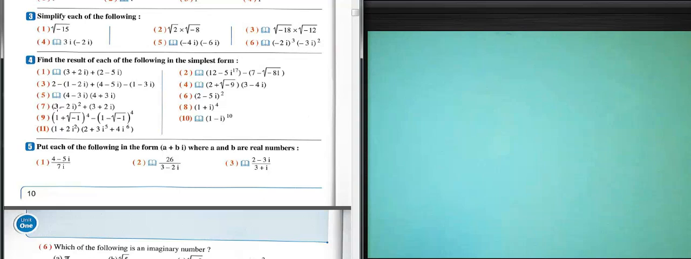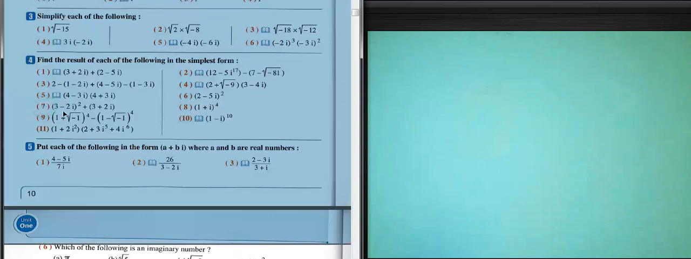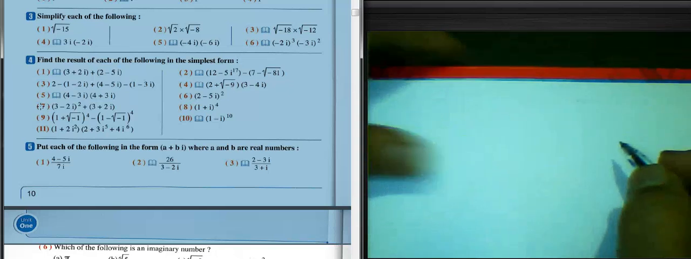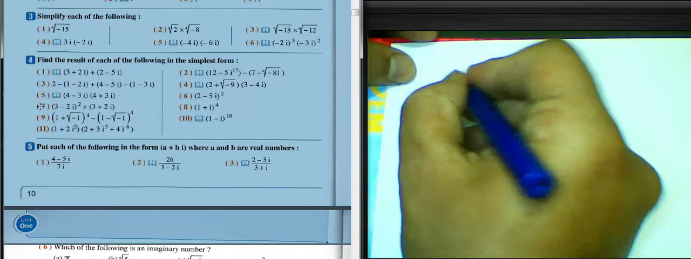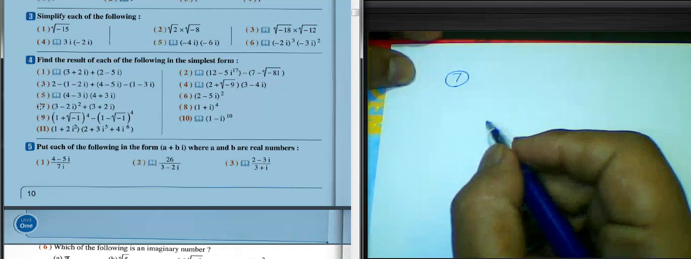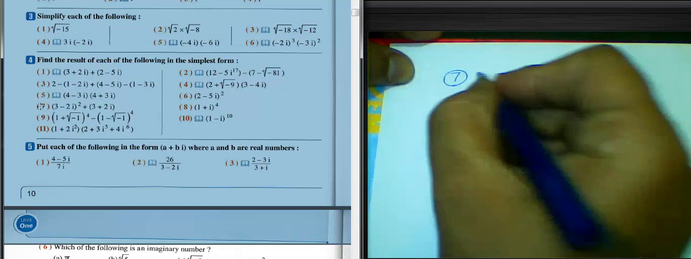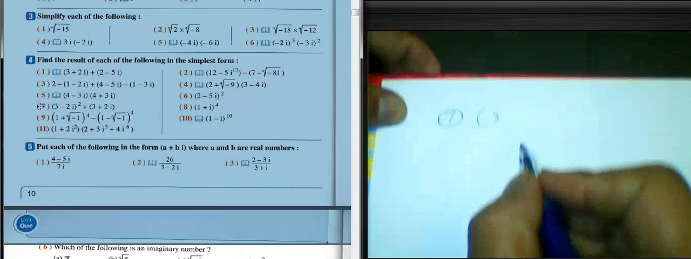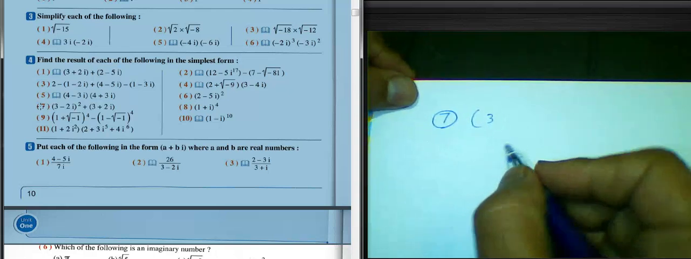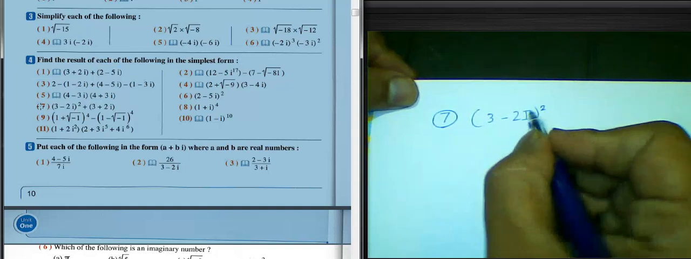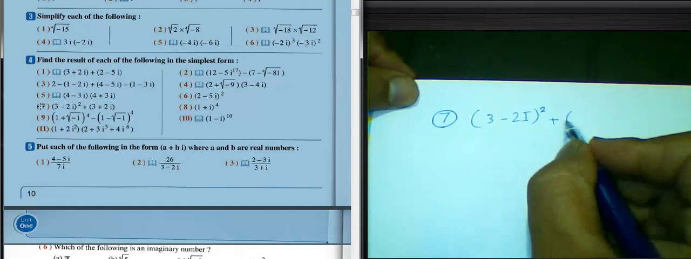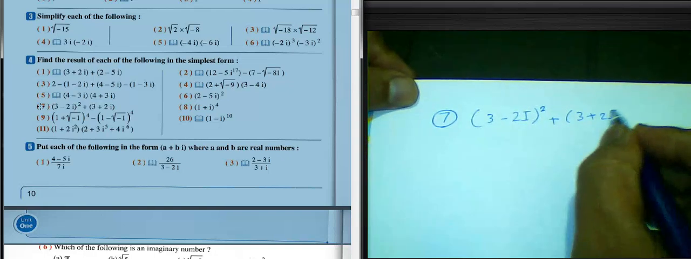Today we will complete from question 7. Okay, we will solve from question 7. Look at with me, question 7. Three minus 2i, all power 2 in brackets, plus 3 plus 2i.